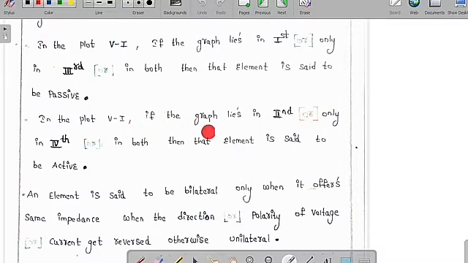In the VI plot, if the graph lies only in the second or only in the fourth quadrant, or in both, then the element is said to be an active element. If the plot of VI lies in either the second or fourth or both, then the product of voltage and current is always negative. Therefore we can say the element is always an active element.